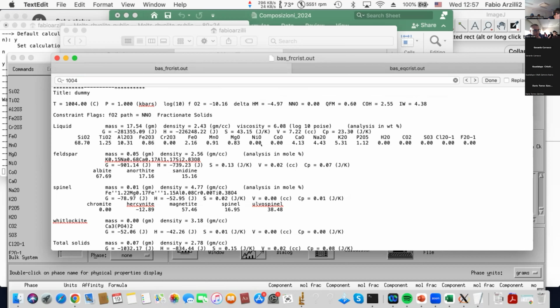At the end, fractionating everything in equilibrium with the liquid remains 100% feldspar that is more albitic than anorthitic, the anorthite number is very low. Actually, if you see, sanidine is 15, is an anorthoclase, a kind of alkali feldspar basically. And the liquid is 69 here.